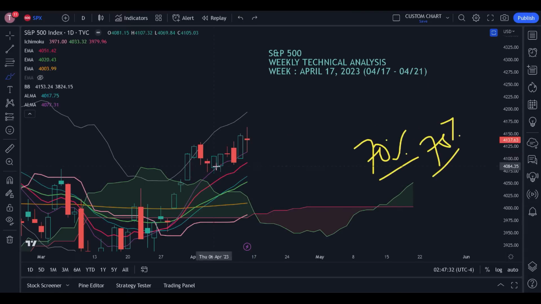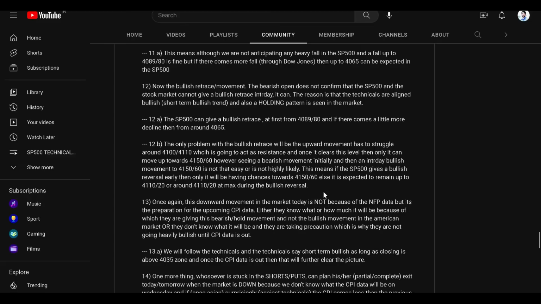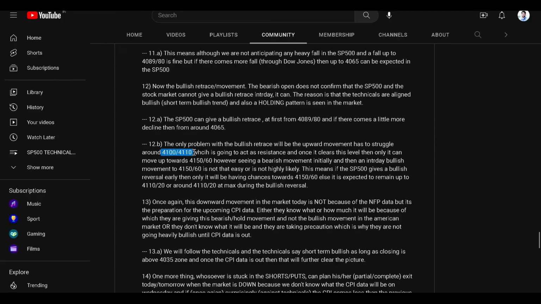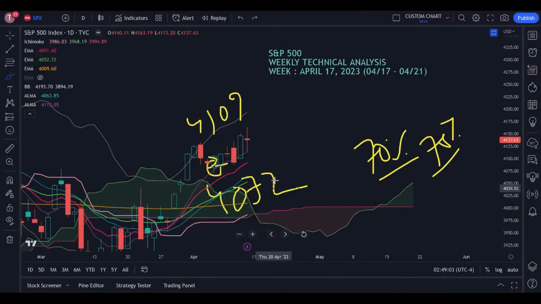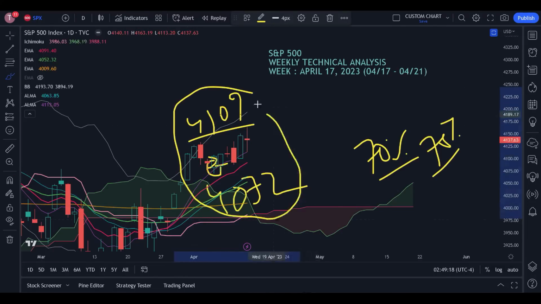Monday we saw that initially upon open it tried to come down and then it gave a bullish reversal. The bullish reversal was up to 4109 and the low it made was 4072. And what were we expecting? We were expecting first a downward movement up to 4089 or 4080. If there comes a little more bearish movement, then maximum up to 4065. And then what will happen? Then there will be a bullish reversal. Bullish reversal to what? Bullish reversal to 4100 to 4110. And what have we seen? The maximum was up to 4109. It failed to breach the 4110. So the movement was as expected and predicted on Monday.